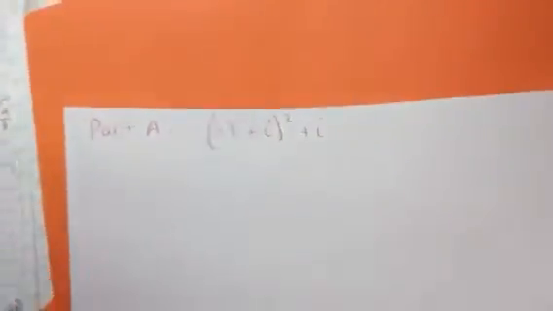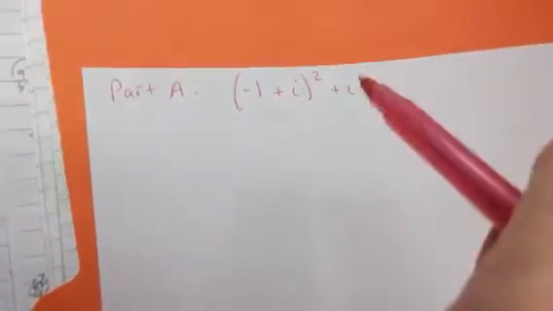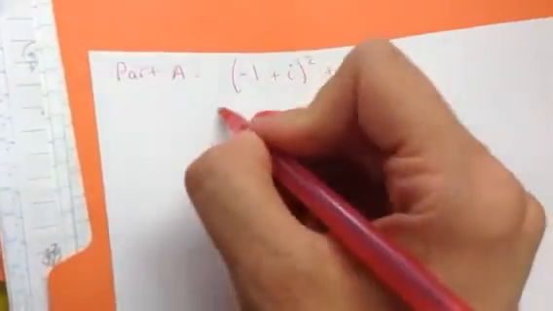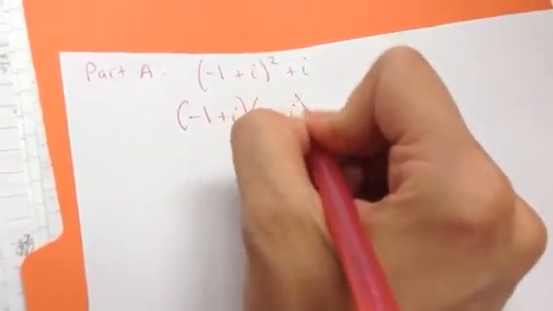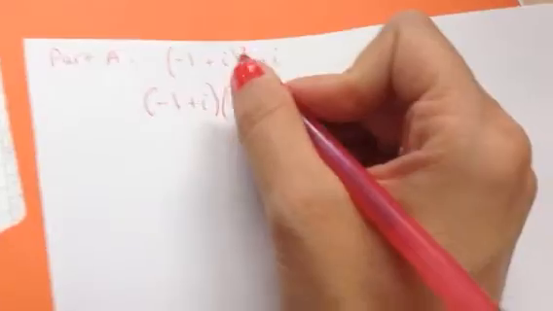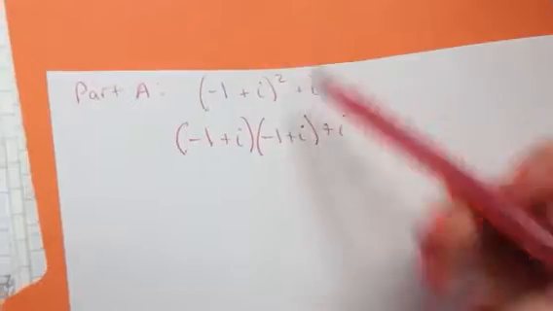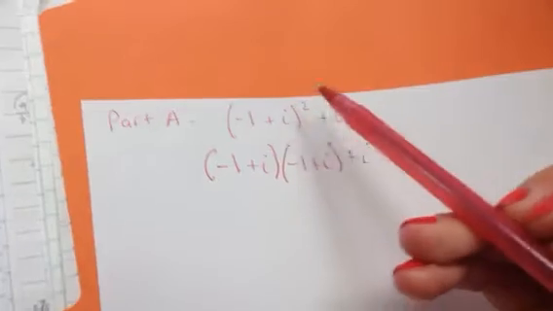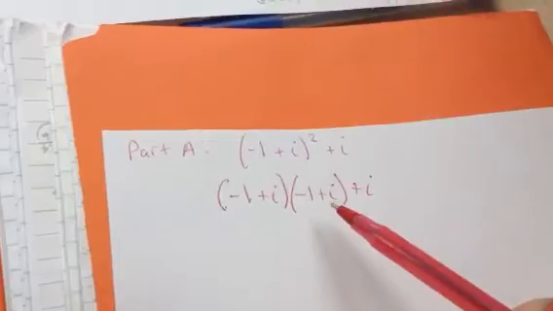So, looking at our first part here, this was very similar to a warm-up question that we had. Do not distribute that 2. Don't do it. That's a huge common mistake. Instead, this is equal to (-1 + i) times (-1 + i) plus i. Don't distribute the square term. Think of it like, I know that 5 squared is the same thing as 5 times 5. So (-1 + i) squared is the same thing as (-1 + i) times (-1 + i).